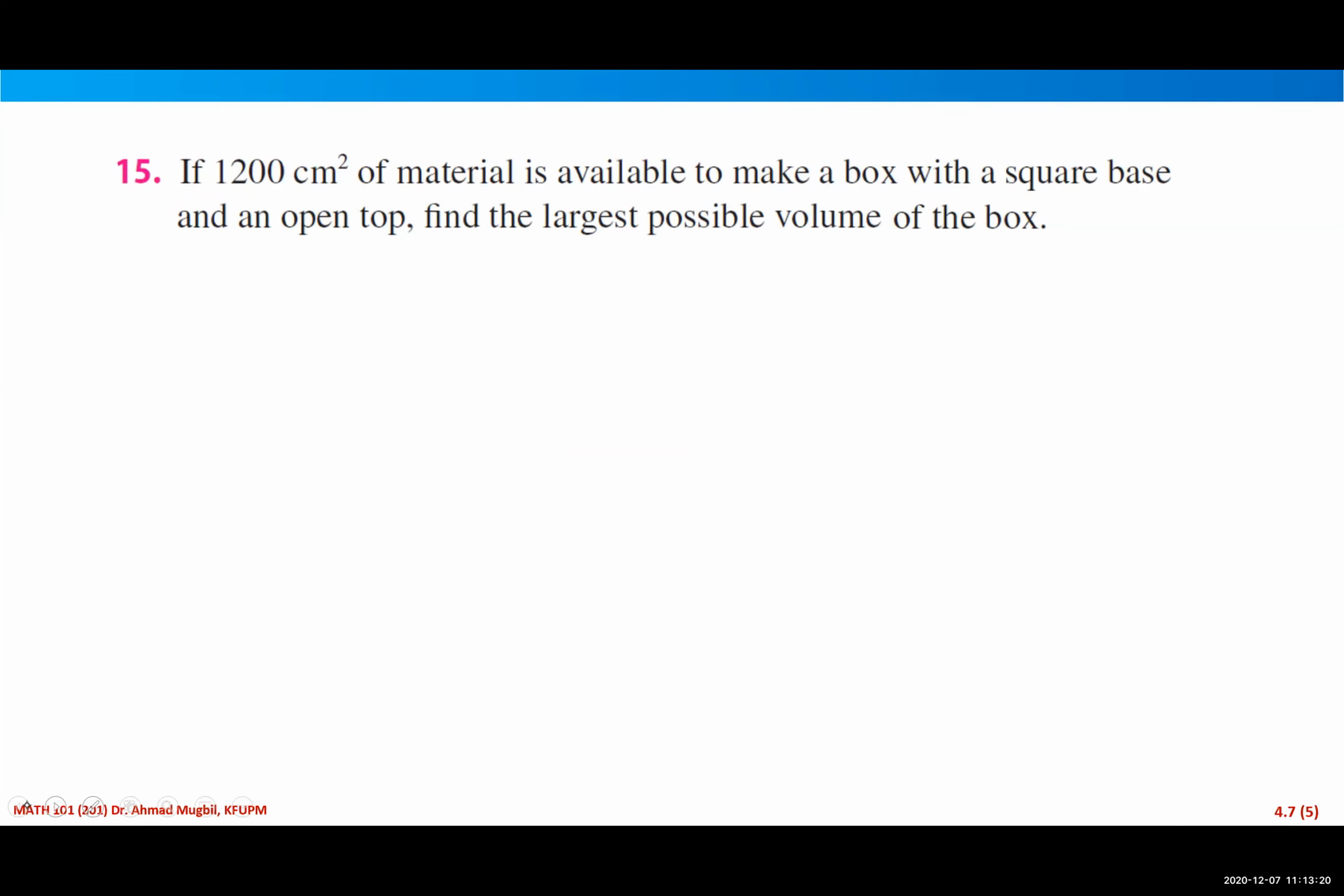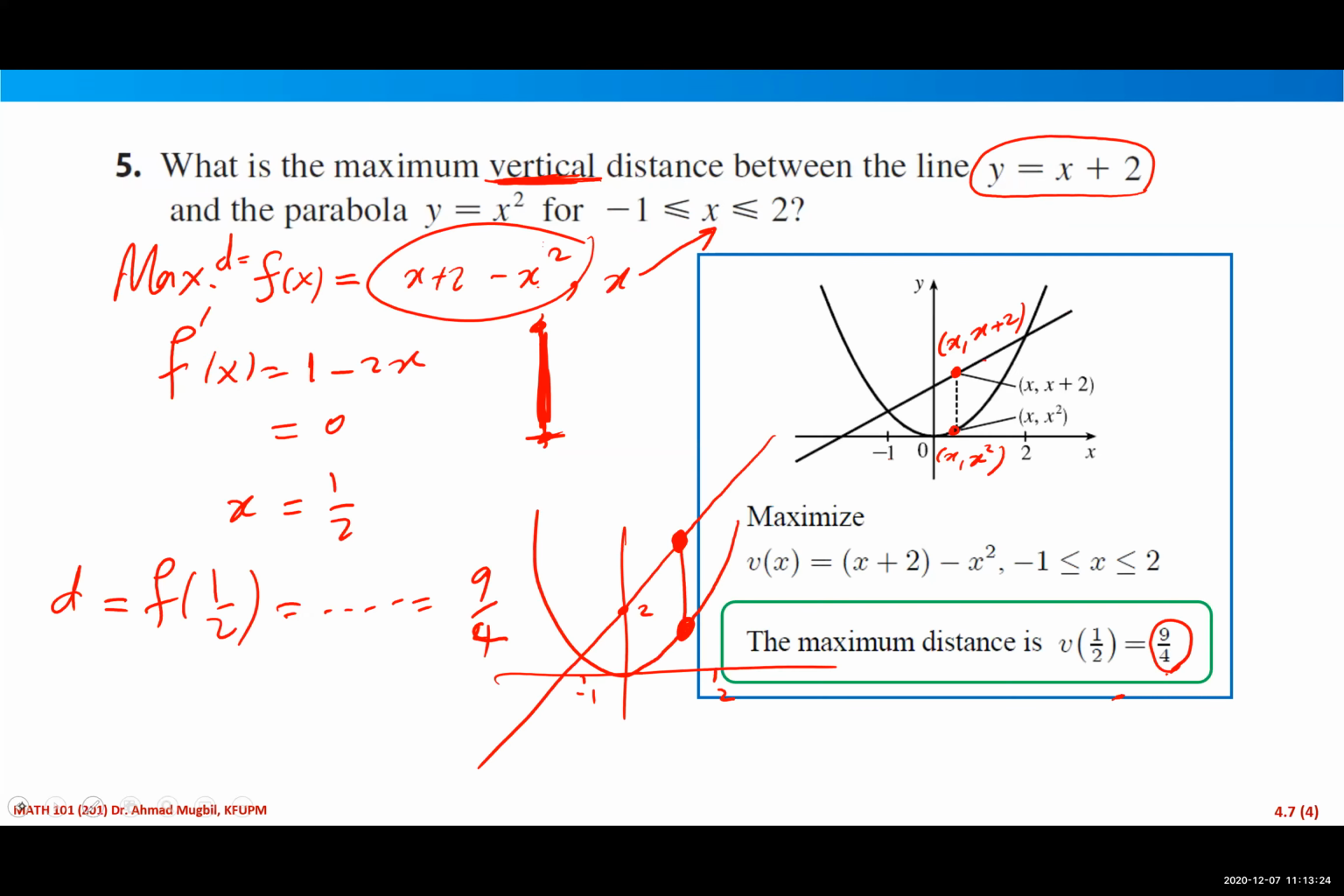Doctor? Yes, these problems are easy. We have a little bit difficult problems next. Yeah, I know.